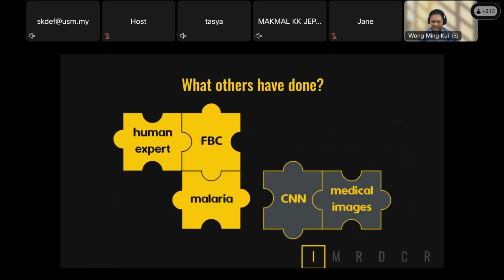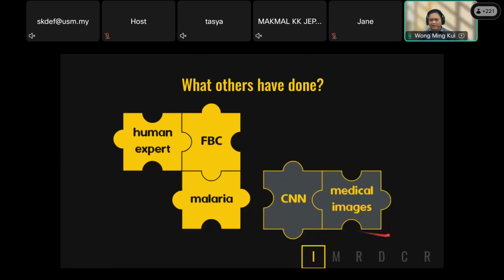What has been done in the literature? We can see that there has been a lot of research done on FBC. They use the FBC scattergram also to detect malaria. However, in this research, most of them use a human expert, meaning that a human expert is used to interpret the FBC result to detect whether the sample is malaria positive or not.